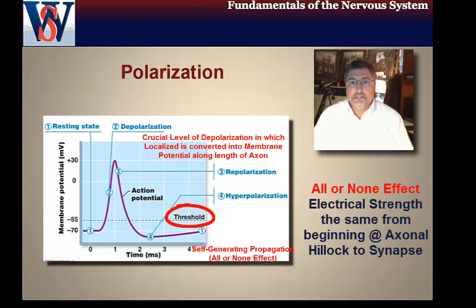But if we do reach threshold, the strength of that electrical event will be the same from the point at which it begins to the point at which it ends, which is usually at the neuromuscular junction.